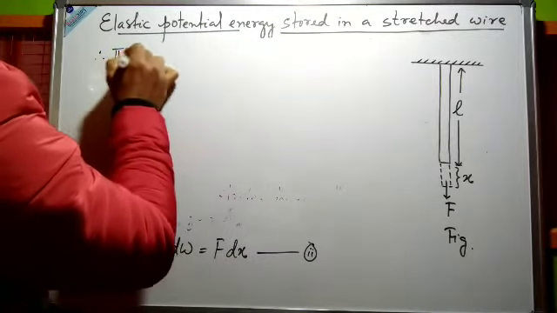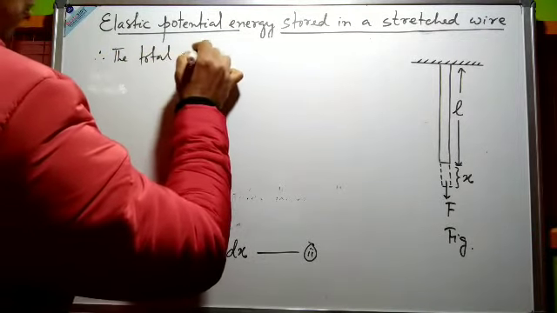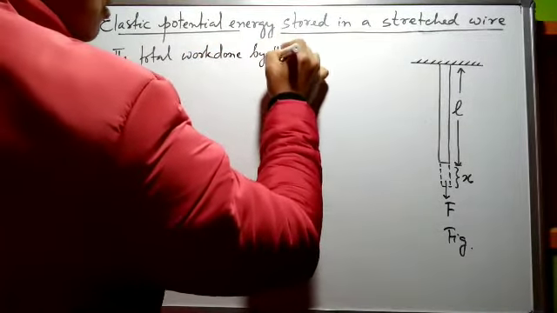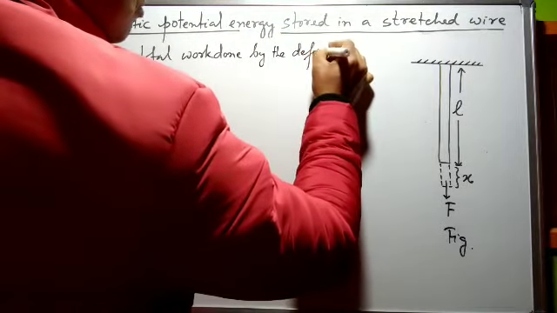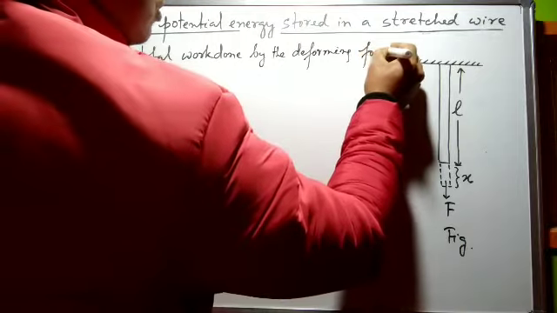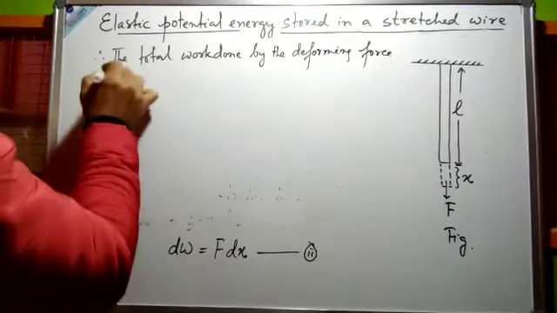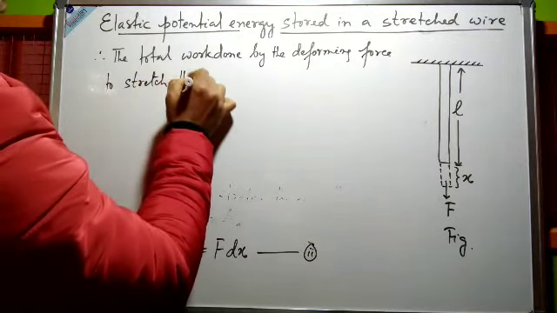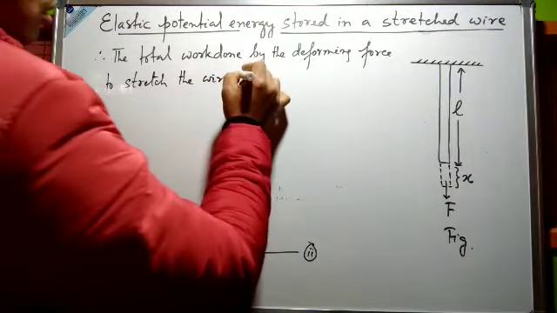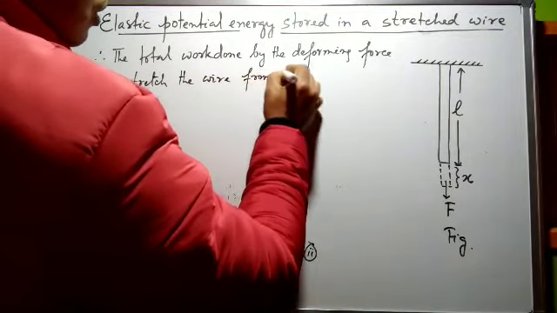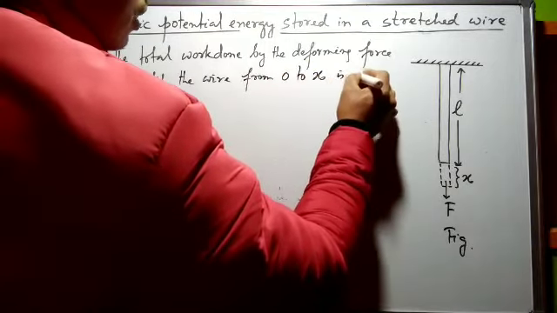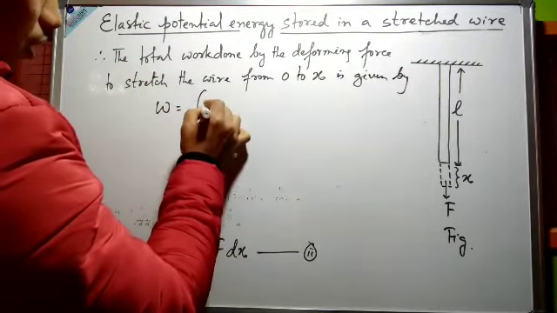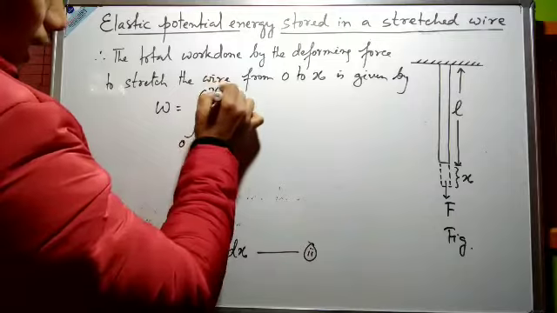Therefore, the total work done by the deforming force to stress the wire from 0 to x is given by W equal to the integration of dW from 0 to x.